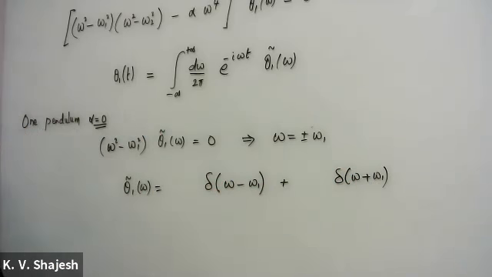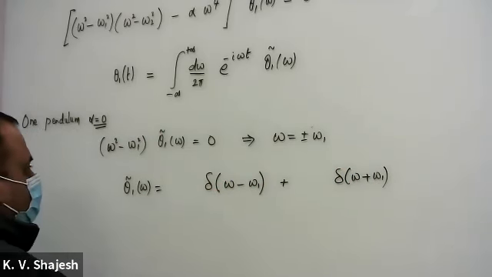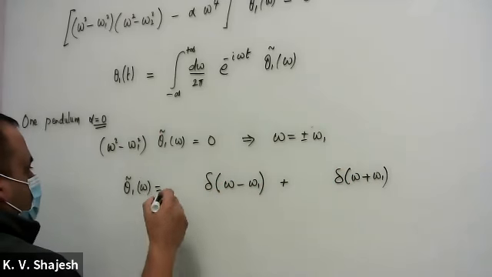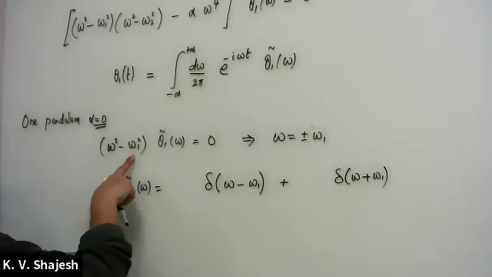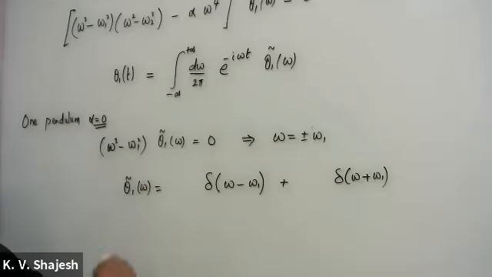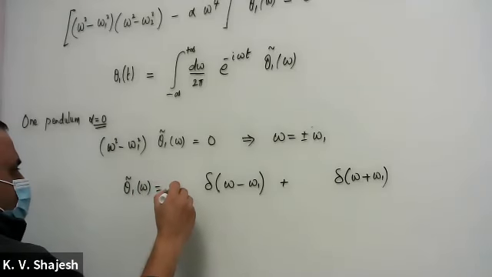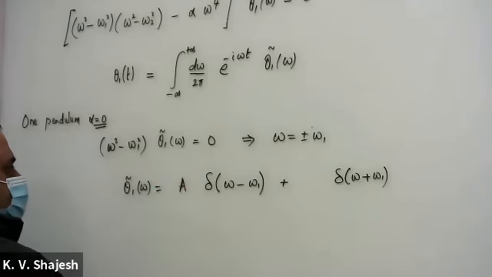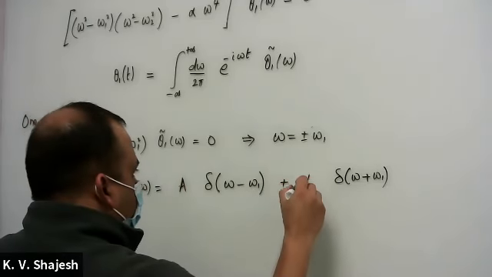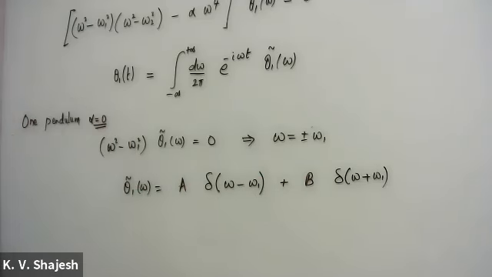There is some coefficient in here, right? I don't know what that coefficient is, because when omega is equal to omega 1, theta 1 could have anything. So you say that I don't know that, but it could be anything. So let's say this is A, and that's your B. Okay.